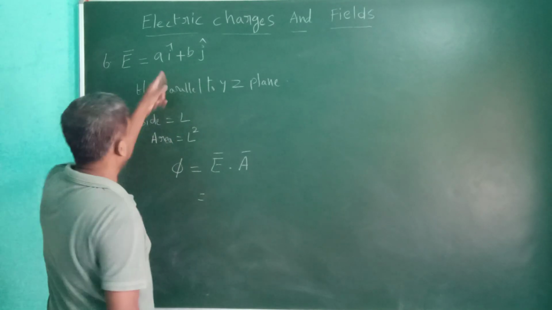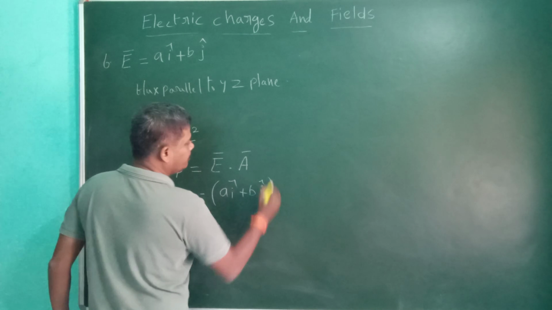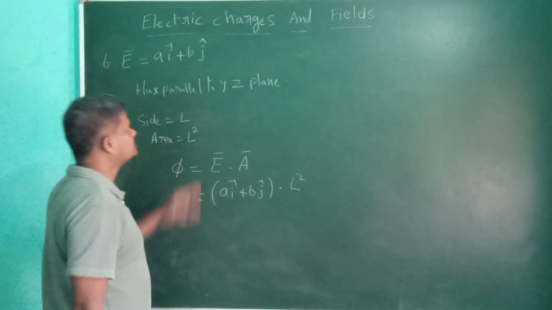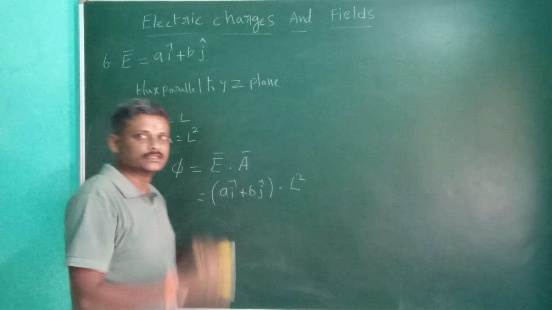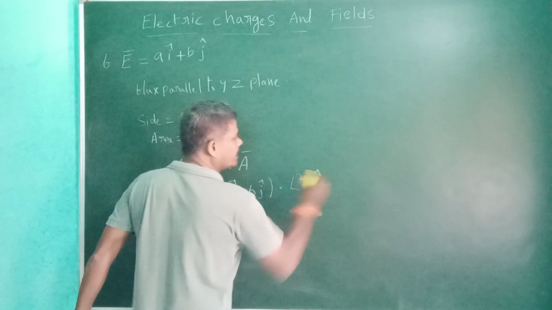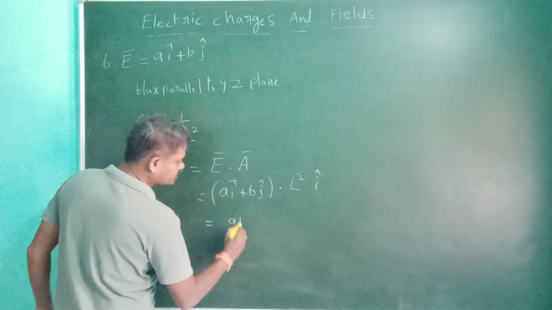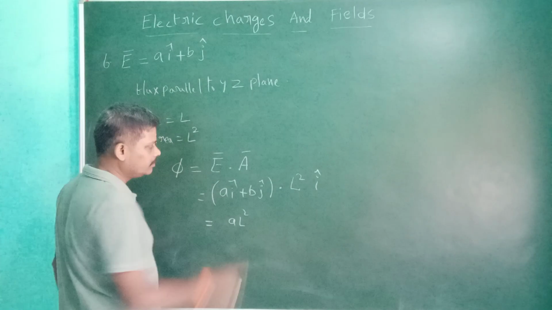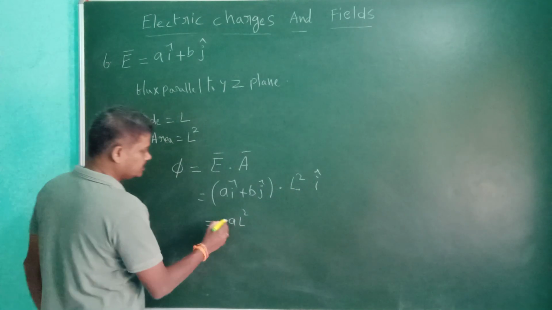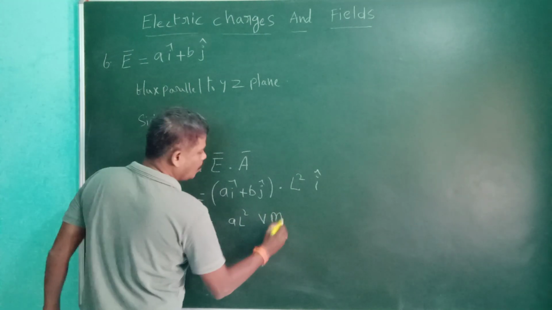Here E bar is A i cap plus B j cap, dot A bar, which is L square, and this is parallel to the YZ plane, which means the normal to the YZ plane will be along the x axis, that is equal to i cap. Then multiplying, A into L is AL square, i dot i is equal to 1, B into L is BL square, j dot i is equal to 0. That gives the flux AL square volt meter.